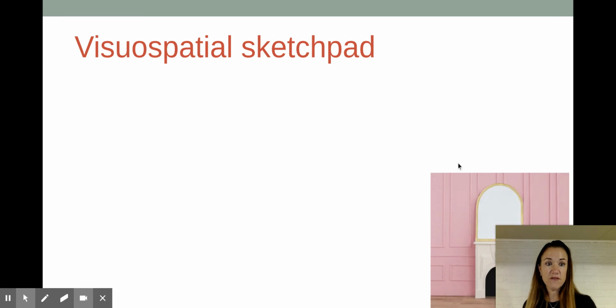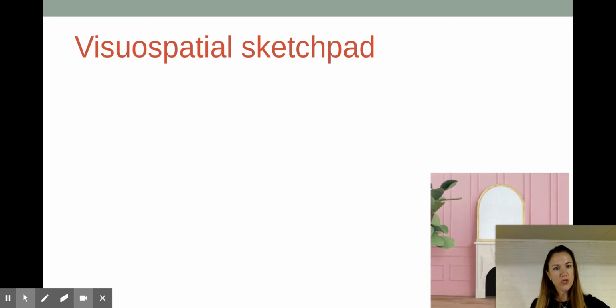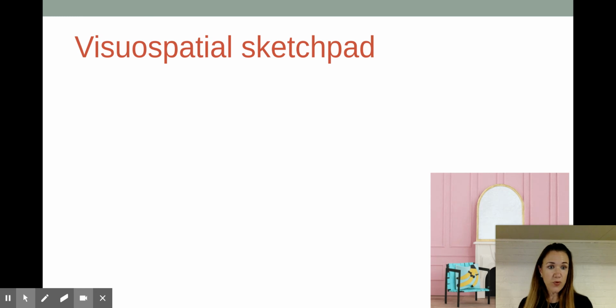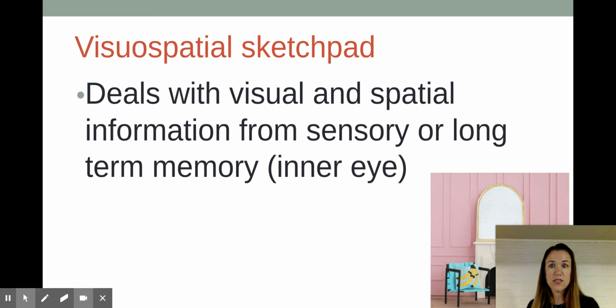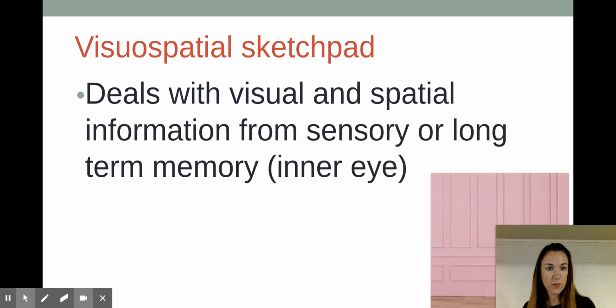And there is the visual spatial sketchpad. So let's say you were looking at your room and you may be trying to figure out where you're going to move your furniture or where you want to paint your room or whatever you want to do there. Okay, that would be the visual spatial sketchpad. It deals with visual and spatial information from sensory or long-term memory, your inner eye. So you're thinking about like, I saw this in somebody else's room, whatever.